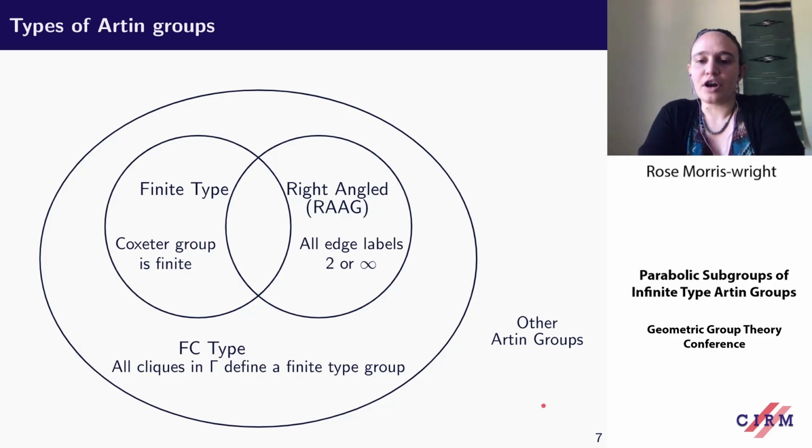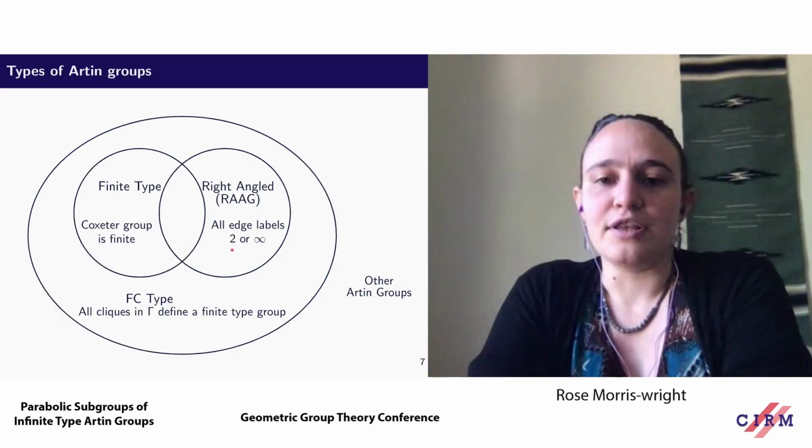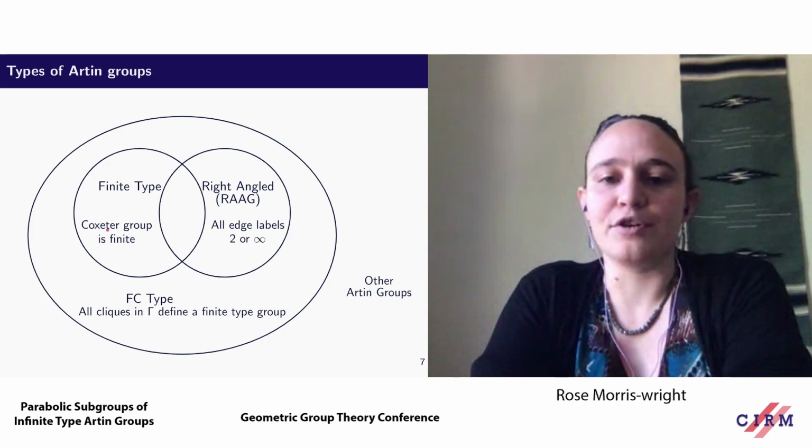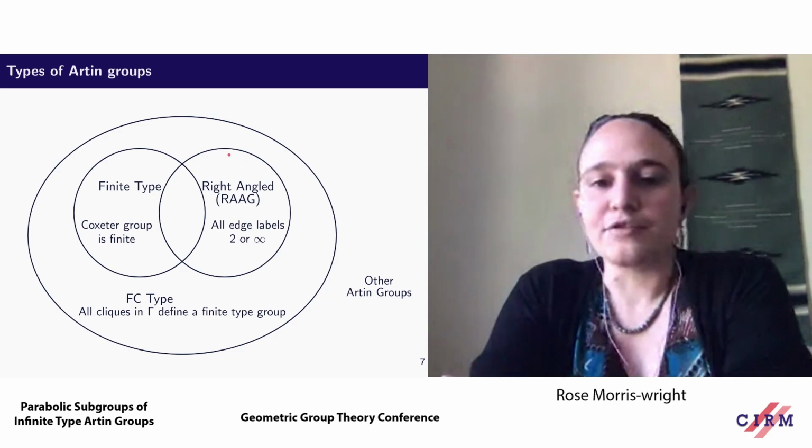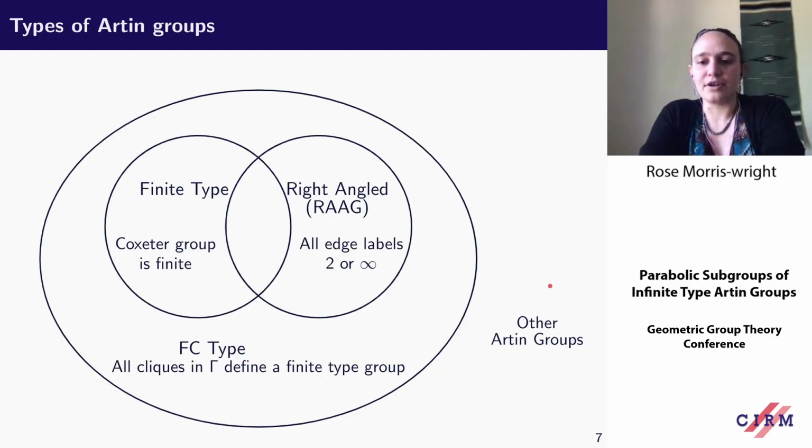And there are other Artin groups out here that are not FC type, that are just even more general. And in general, many questions about Artin groups have been answered for right-angled Artin groups and have been answered for finite type, and maybe are partially answered for FC type, but most questions are open. Sort of in general, this area out here where the most general Artin groups are living is very mysterious, and there are a lot of open questions out there.